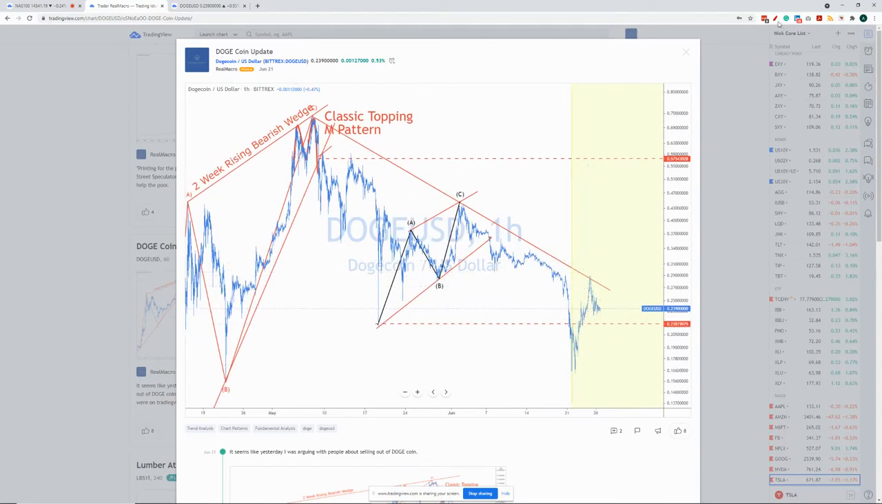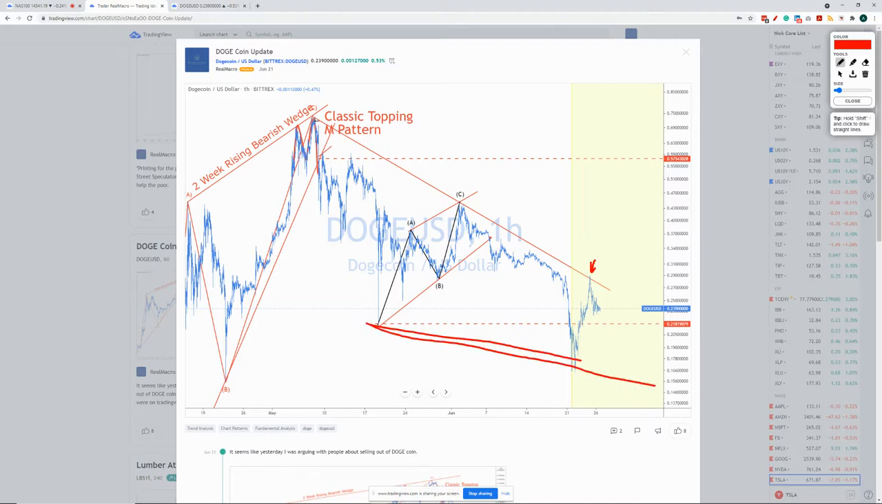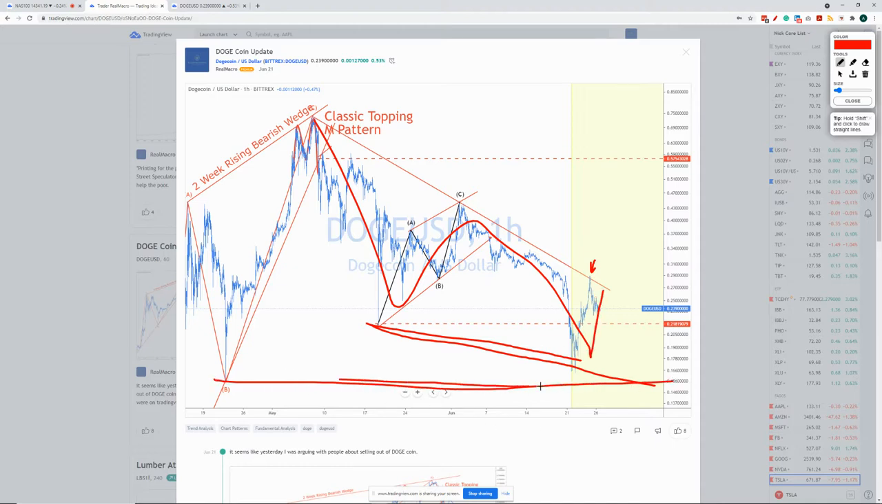Okay? So since I posted this, you got the little bump. That's great. And we failed right at resistance. That's exactly what's supposed to happen. Now, if you look at the structure, you got a 1, 2, 3 down, and then it popped. You also came and tested the previous lows just about, very close.